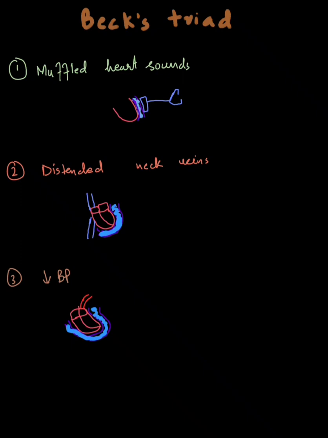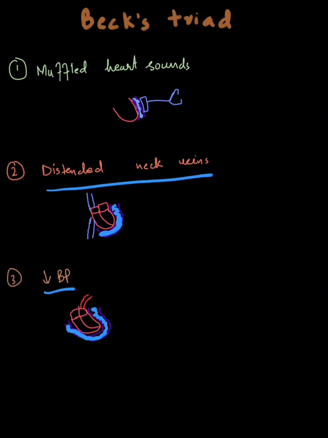The three things that occur with Beck's Triad are, number one, muffled heart sounds, number two, distended neck veins, and number three, decreased blood pressure. So first, let's talk about the muffled heart sound.